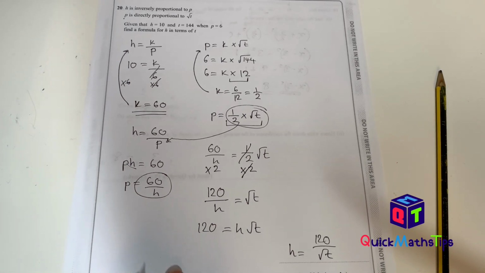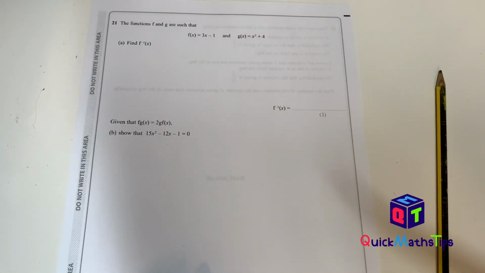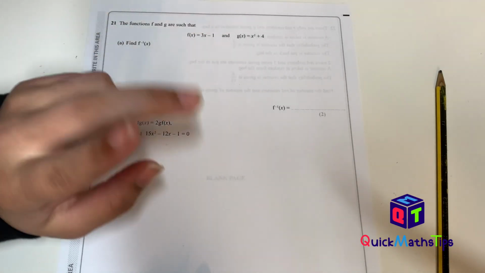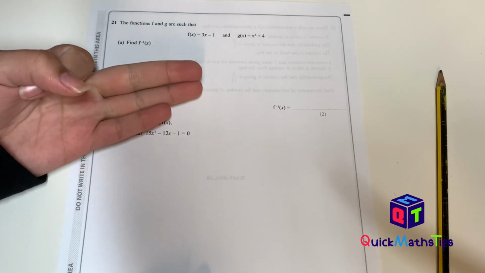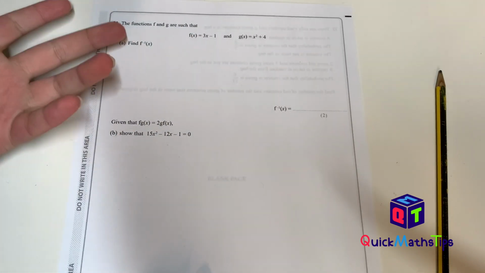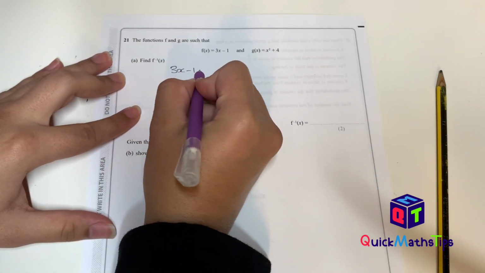All right. Next question. The functions f and g are such that, so you've got f(x) and you've got g(x). So you need to find the inverse for f. There are 3 steps. Make the equation equal to y. Make x the subject, and then replace the y with x. So you brought y in, kick y back out. So you're going to make the equation 3x minus 1 equal to y.